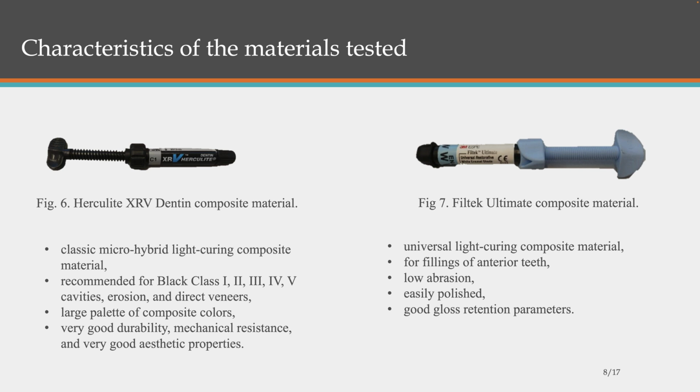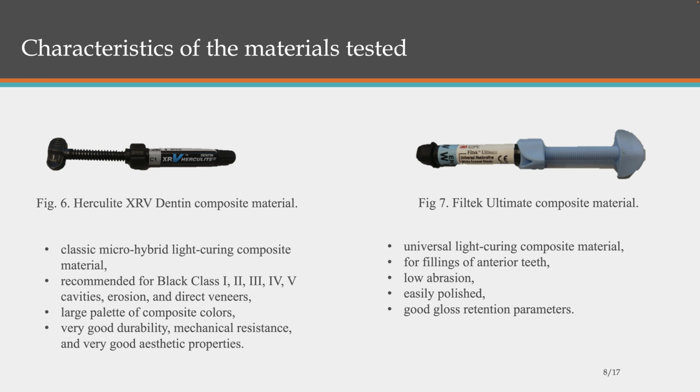The sample materials were fabricated from 2 common materials used for direct tooth fillings. The first is Herculite XRV Dentin, Figure 6, and the other one is Filtech Ultimate, Figure 7. Herculite is a classic microhybrid light curing composite material used to fill all classes of defects in the lateral and anterior teeth. It is recommended for Black class I, II, III, IV, V cavities, erosion, and direct veneers.